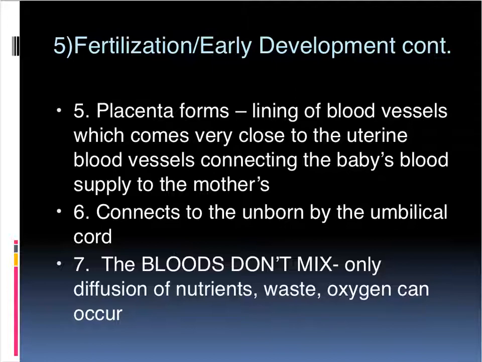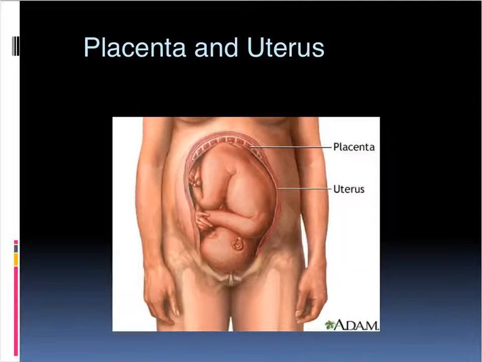This connects the unborn by the umbilical cord. Remember, the bloods don't mix. Only diffusion of nutrients, waste, and oxygen can occur. Here the baby is pictured in the uterus in the proper position, head down, and you can see the placenta and the uterus.